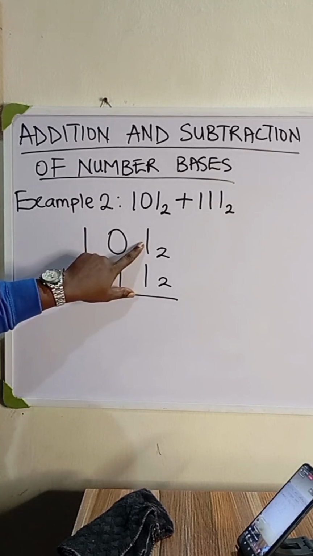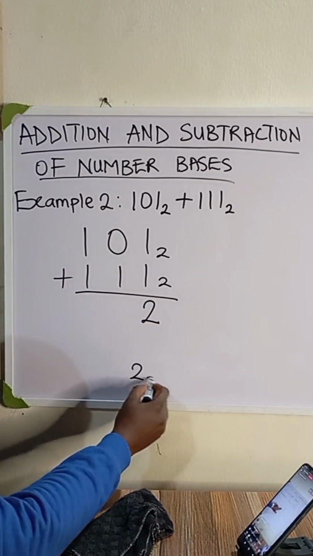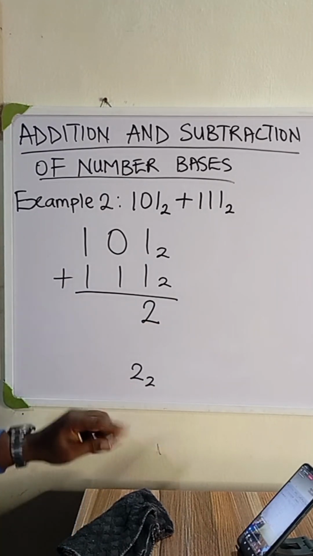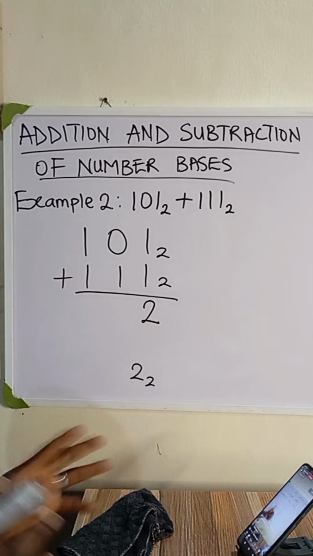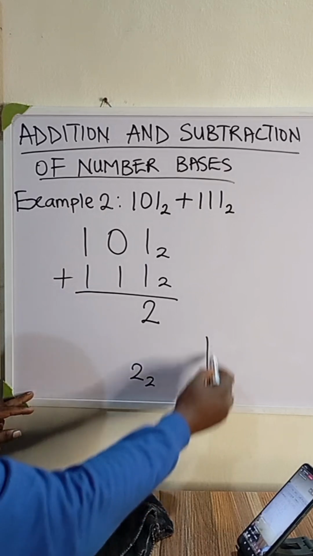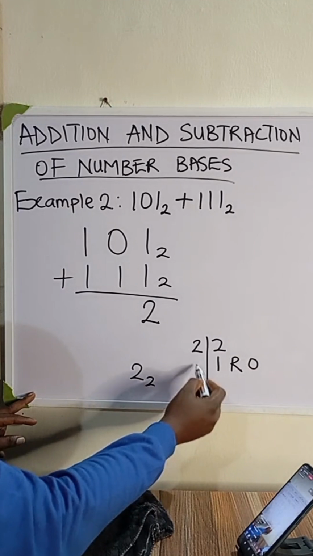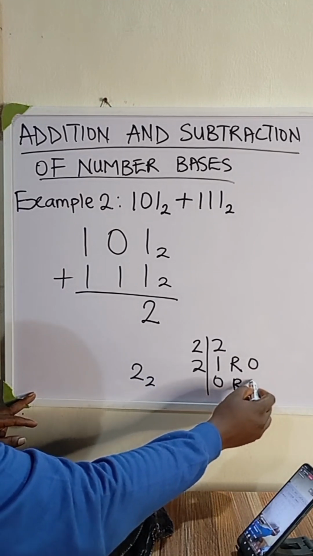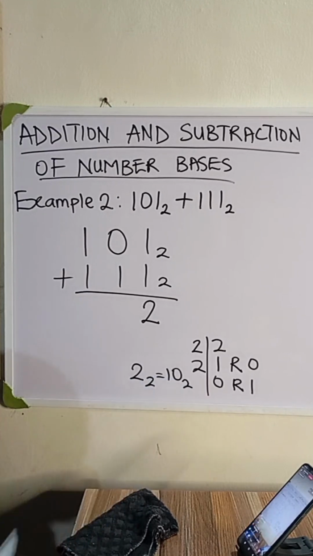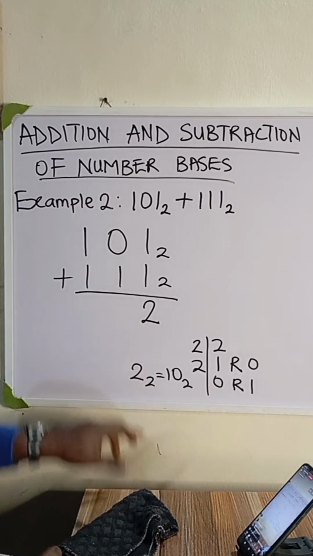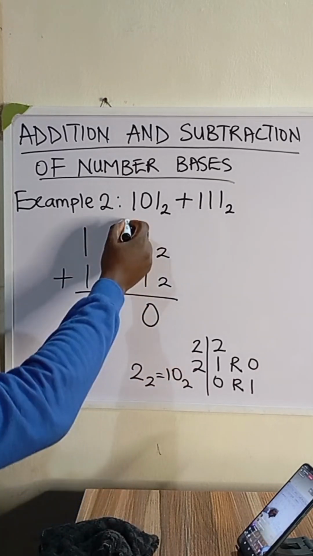So here we have 1 plus 1. 1 plus 1 is 2. But we cannot have 2 base 2, because the numbers in base 2 are 0 and 1. So 2 base 2 is wrong. Therefore, we need to split this into 2 numbers. 2 divided by 2 gives you 1, remainder 0. 1 divided by 2 gives you 0, remainder 1. This means 2 base 2 is the same thing as 10 base 2. So instead of having 2 here, we are going to replace it: 0 is going to be here, and 1 is going to come here.